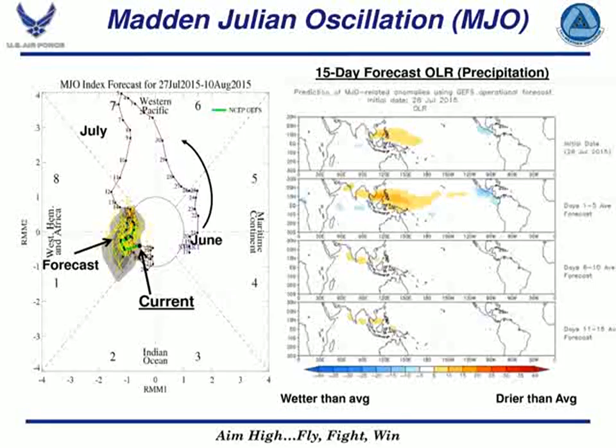Blue shades show negative OLR anomalies, which are indicative of enhanced convection. In these areas, you can expect increased convection as compared to the seasonal norm. Yellow and red shades represent positive OLR anomalies, indicative of suppressed convection. In these areas, you can expect a decrease in convection when compared to seasonal norms.